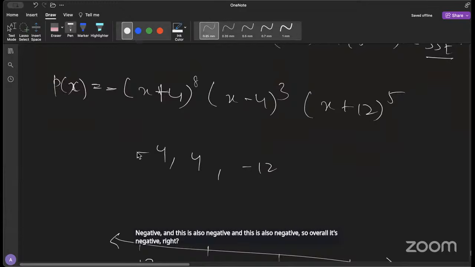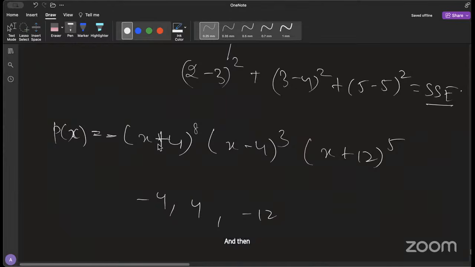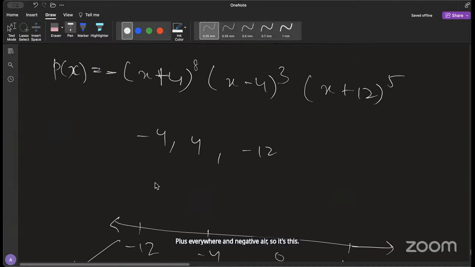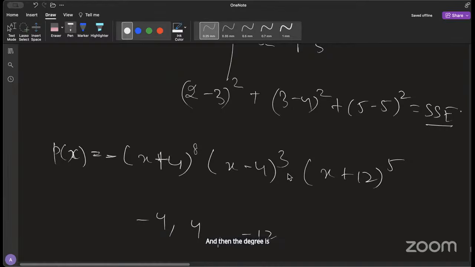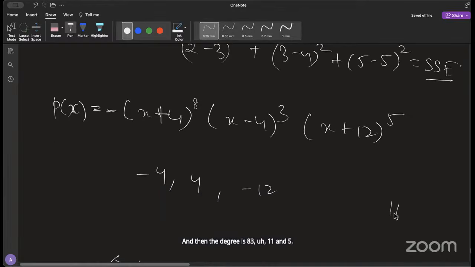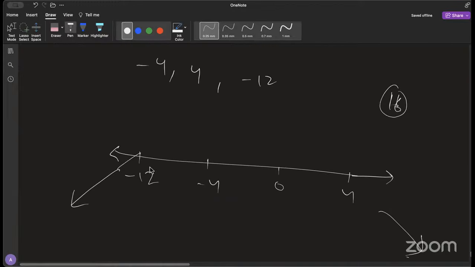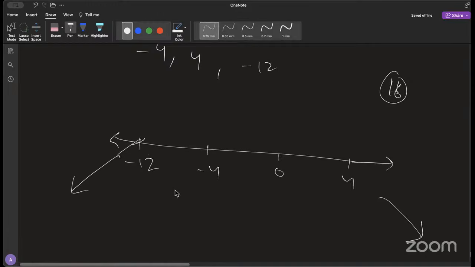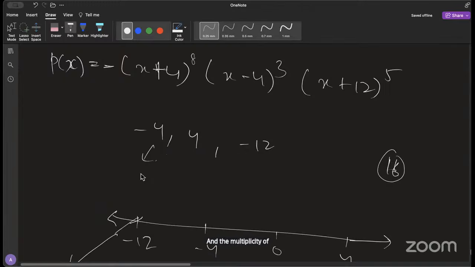Yes, ma'am. So this goes to this side. And then for the positive one, it's plus everywhere and negative here. So it's this. And then the degree is 8, 3, 11, and 5, 16. 16 is the degree. The multiplicity of -4 is 8. The multiplicity of 4 is 3. And the multiplicity of this one is 5.